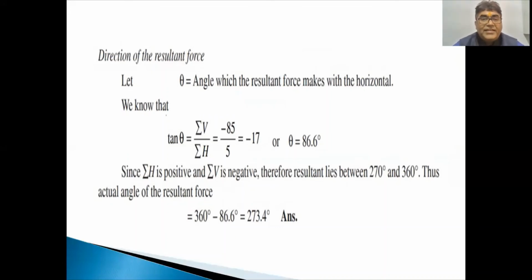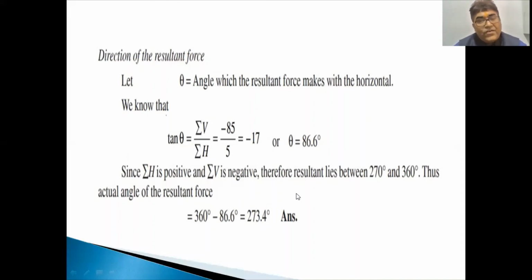The formula is tan theta equal to summation V upon summation H, and summation V is minus 85 and summation H is plus 5. Dividing 85 by 5, it comes out to be 17. The sign is negative, and here theta will be 86.6 degrees. If you find the value of theta by calculator, if tan theta is negative, the calculator will always give the value in the second or first quadrant. If tan theta is positive, it will give the answer in the first quadrant. If we assume 17 as positive, then theta is found in the first quadrant as 86.6.